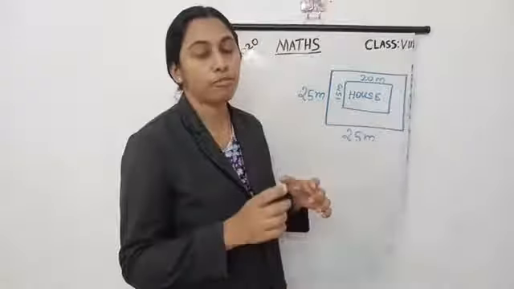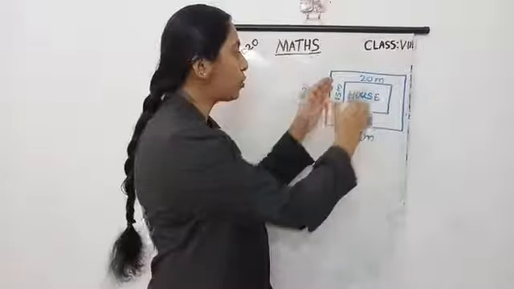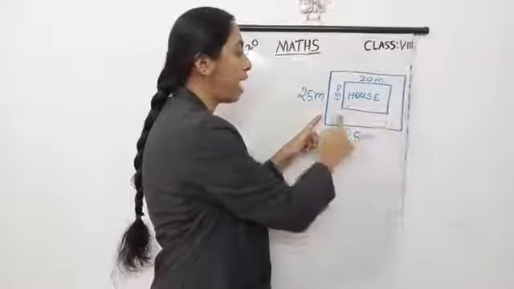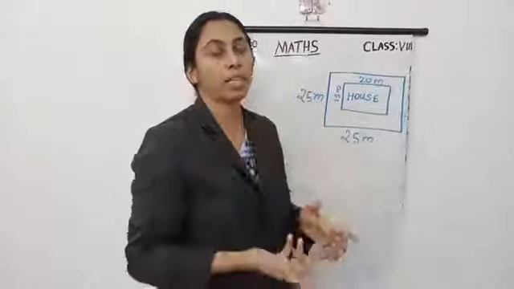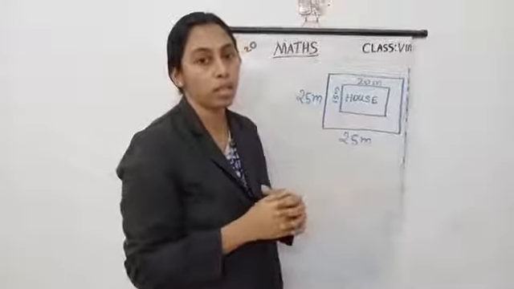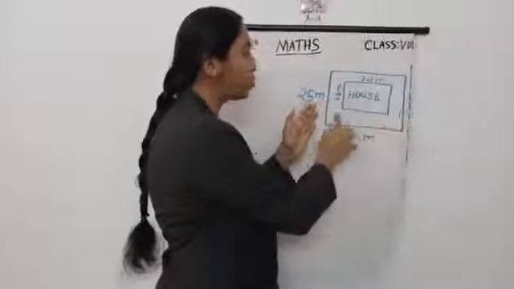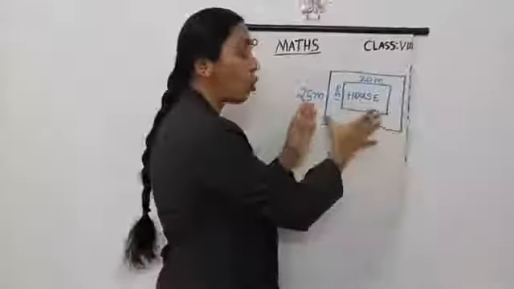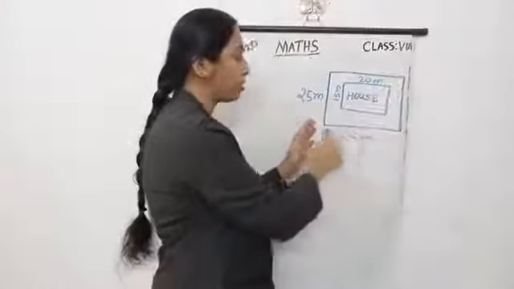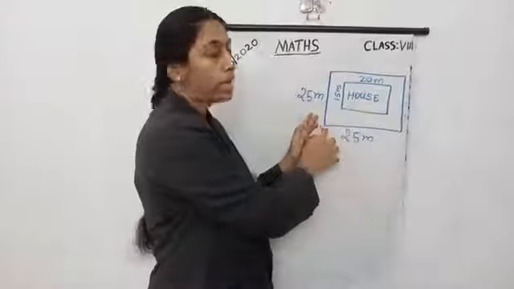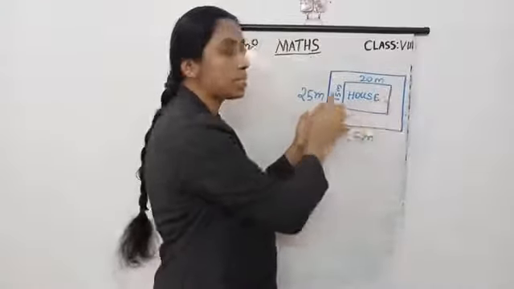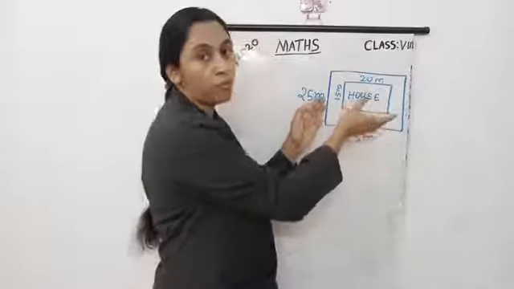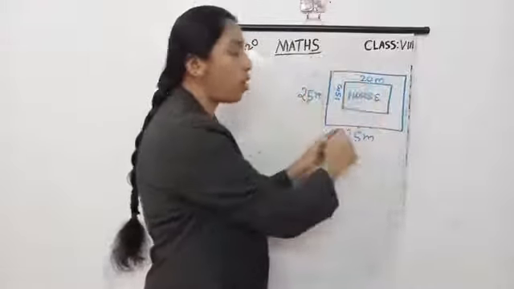So what is the first step? We need to find this garden's area, and the area multiplied with this rate, we get the total cost. How will we find the area of this garden? First we find the total area of this square plot. Then we find the area of this house plot. Then subtract this house plot area from the total area of the plot.